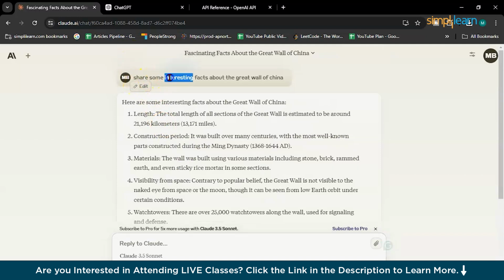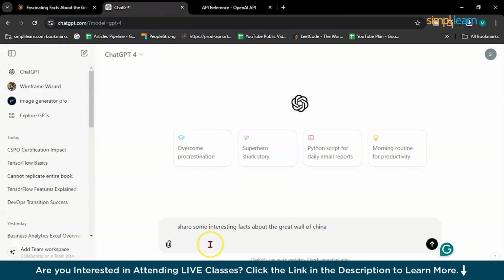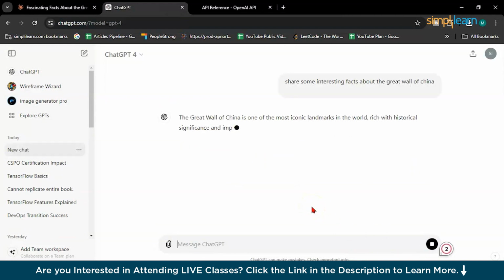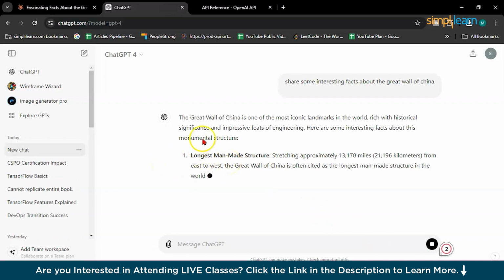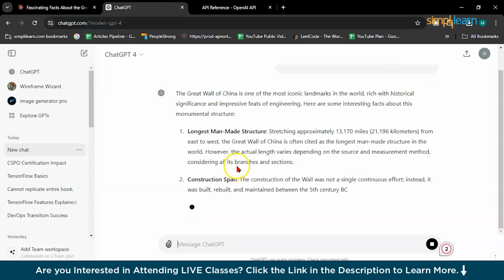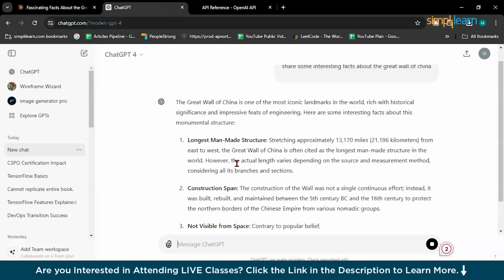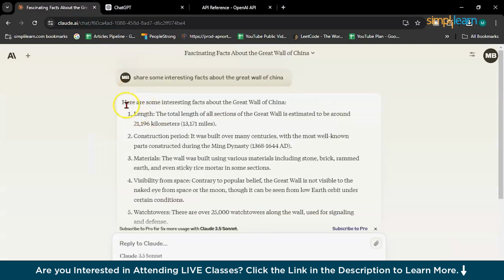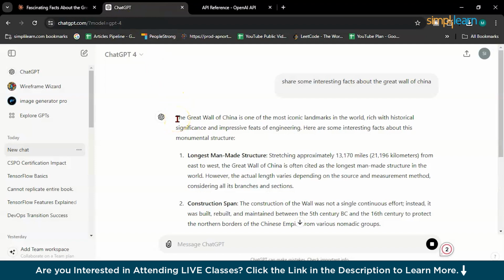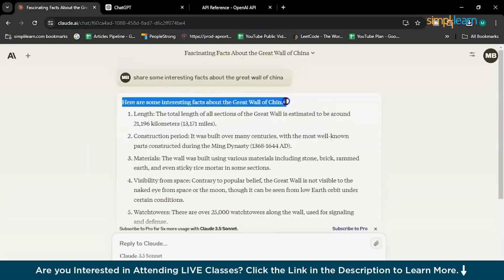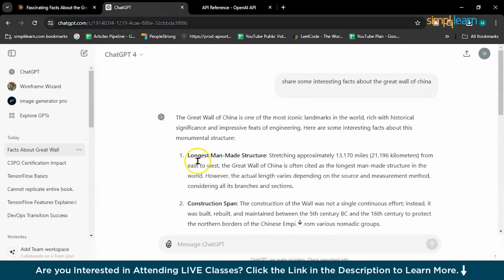Same, we will copy this and paste it here. Then enter. Here you can see ChatGPT is giving a longer answer as compared to Claude 3. Just see first what ChatGPT does. ChatGPT explains what the Great Wall of China is. It says the Great Wall of China is one of the most iconic landmarks in the world, rich in historical significance. And after that, it wrote, here are some interesting facts about the monumental structure. In Claude, you can check, it is directly giving some interesting facts. So here, I can vote for ChatGPT basically.